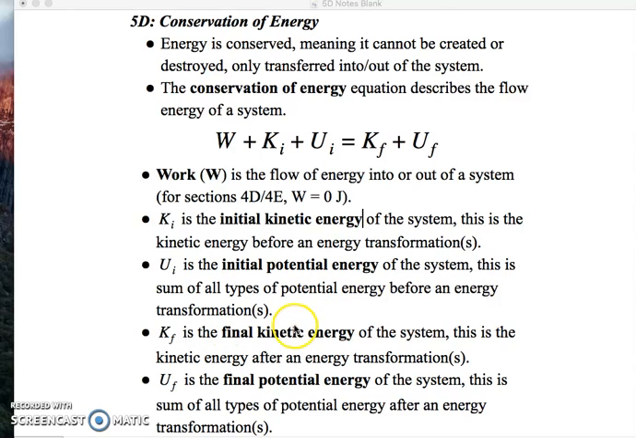Okay, in this video we're going to be looking at the notes for 5D and 5E. So we're going to start with 5D, and that's going to be the conservation of energy.